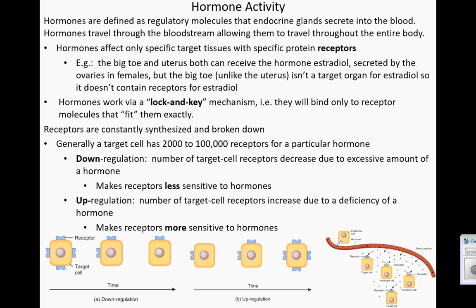The opposite of downregulation, obviously, is upregulation, where we're going to increase the receptor number, and that happens when we are deficient or lower in amount of a hormone. This makes the receptors more sensitive. Where there's less hormone, we need more receptors. Where there's more hormone, we don't need as many receptors. This should be kind of common sense stuff.